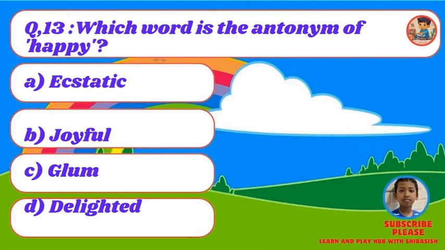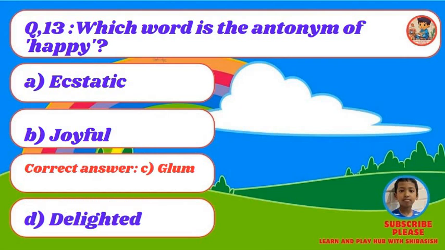Question 13. Which word is the antonym of happy? Option A, ecstatic. Option B, joyful. Option C, glum. Option D, delighted. The correct answer is option C, glum.